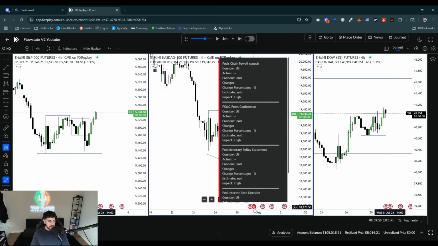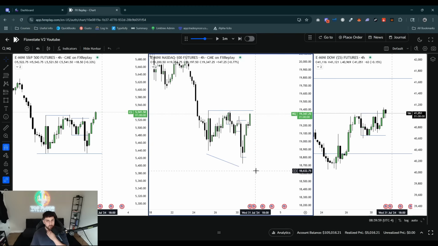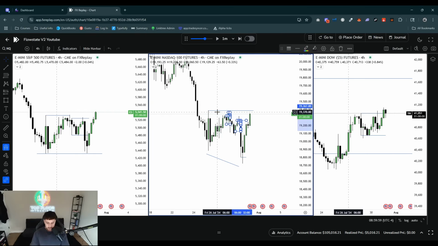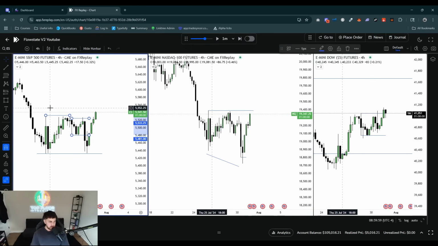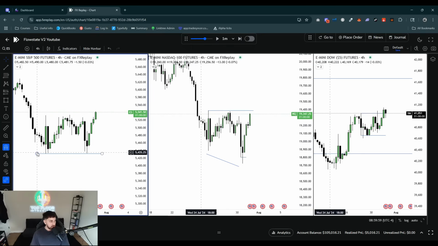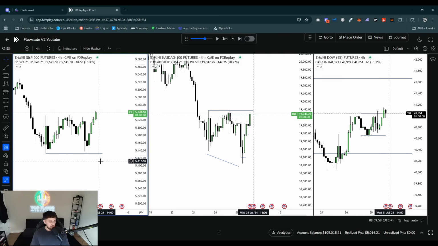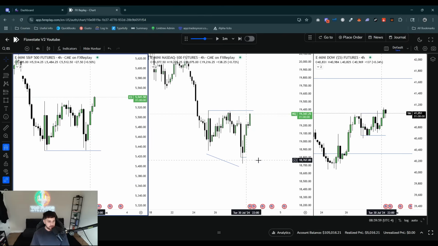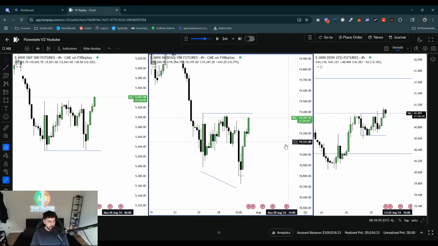Okay, and we do have FOMC on Wednesday. So I'm going to go ahead and skip to the afternoon session because I'm not going to trade the morning of FOMC. I just don't do that. So we do have equal lows over here on ES, but those equal lows are valid because of the bullish SMT right here. And we are displacing higher.